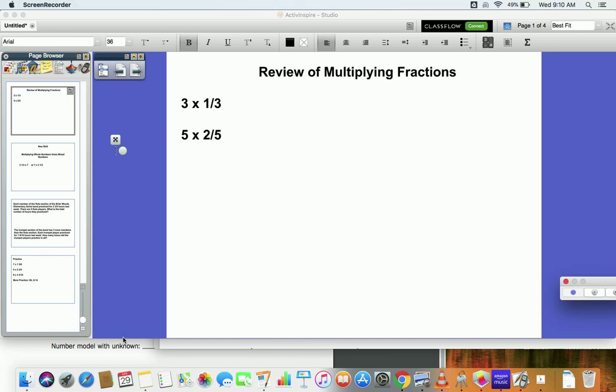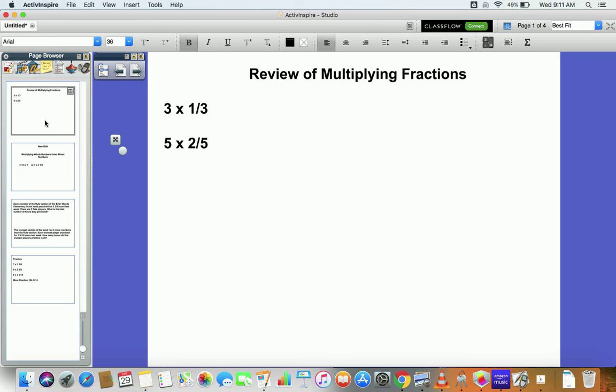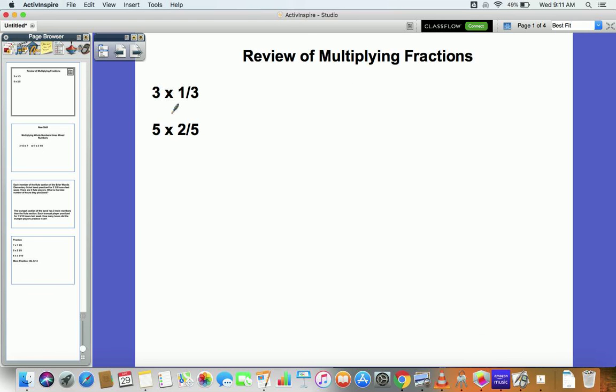Okay, so in last week's lessons, we learned how to multiply a whole number times a unit fraction, and then we learned how to multiply a whole number times other kinds of fractions. So just to review, when we multiply a whole number times a fraction, we take our whole number times our numerator. So in this case, 3 times 1 would be 3. And our denominator stays the same, so we would have 3/3. Remember, multiplication is the same as repeated addition, so 1/3 plus 1/3 plus 1/3 would be 3/3.